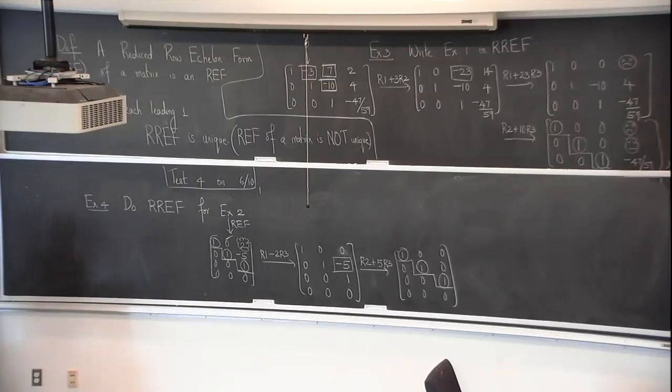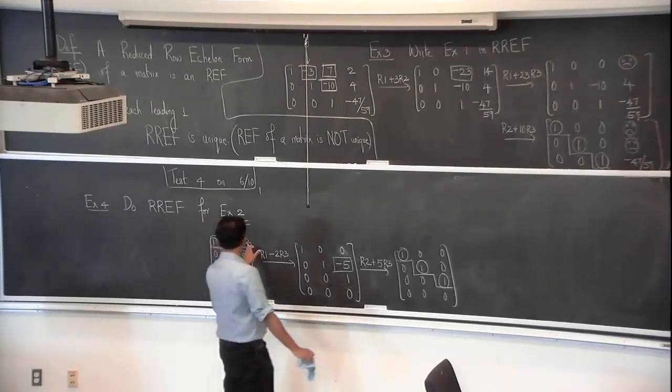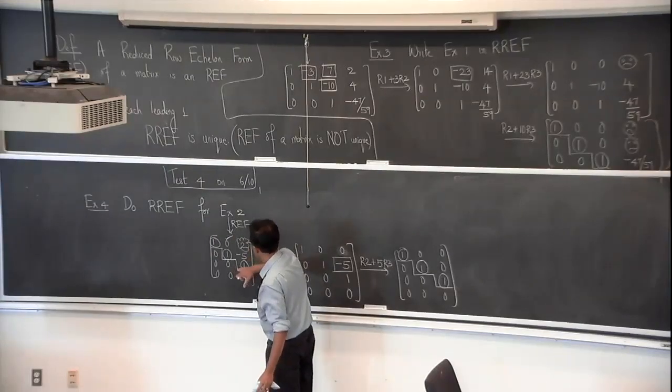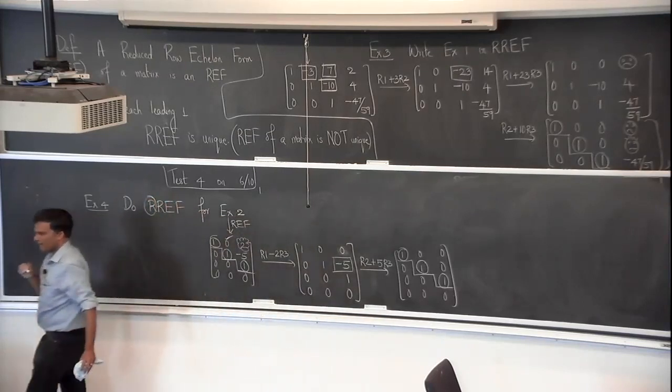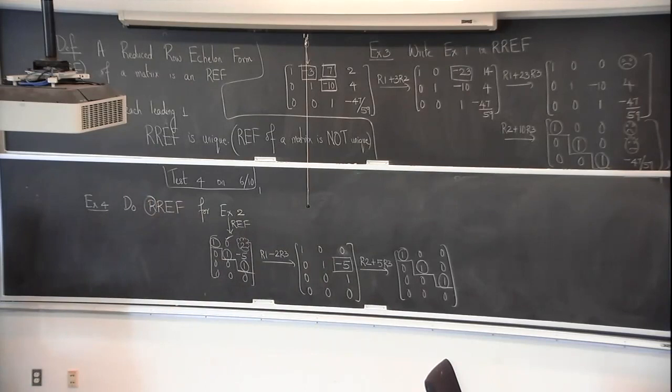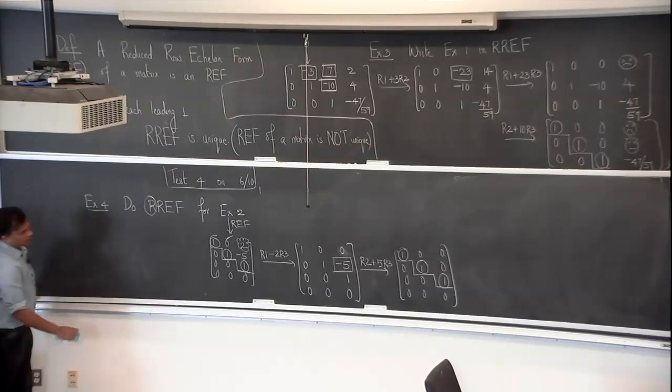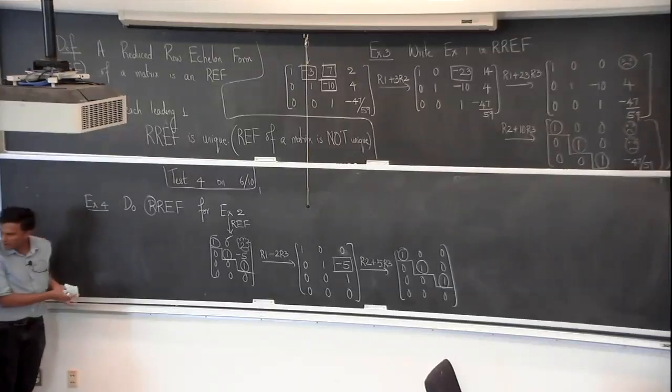Why R1 minus 2? Yeah, we need zeros above each leading one. So this is a leading one, that's a leading one. Anything that is above it should be zeros according to RREF. So row 1 column 3 and row 2 column 3 should be both zeros. Good. Any other questions? All of you understand the modus operandi here?